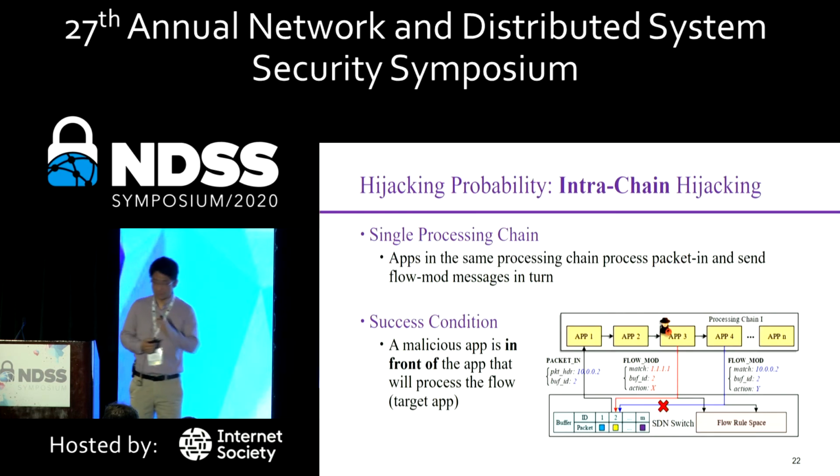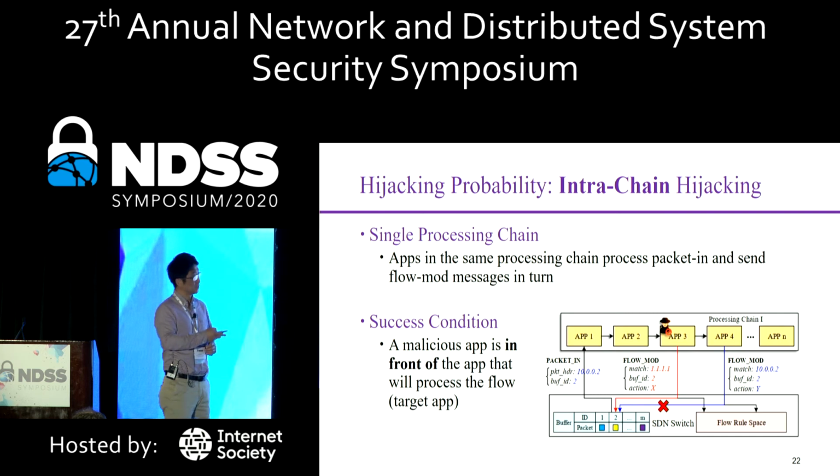So here is one thing: all those attacks are based on one condition. The malicious flow mod should arrive at the switch before the normal flow mod messages. Right? So how can we guarantee that this happens? So we studied the location relationship between applications.